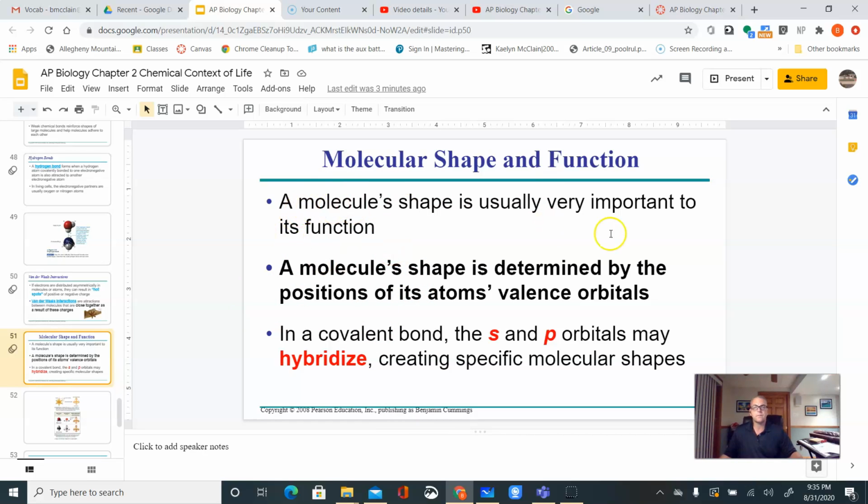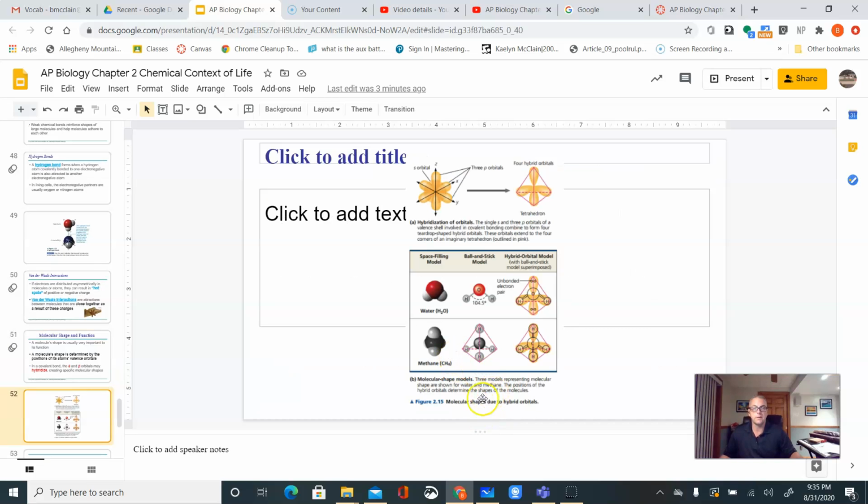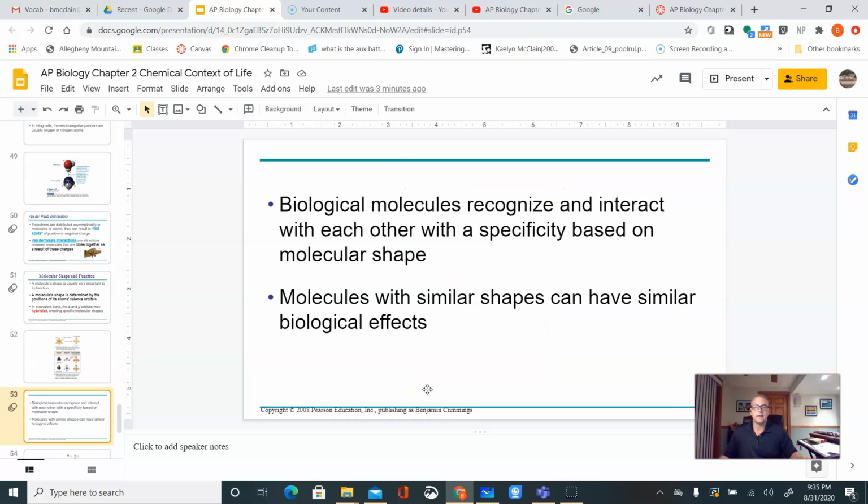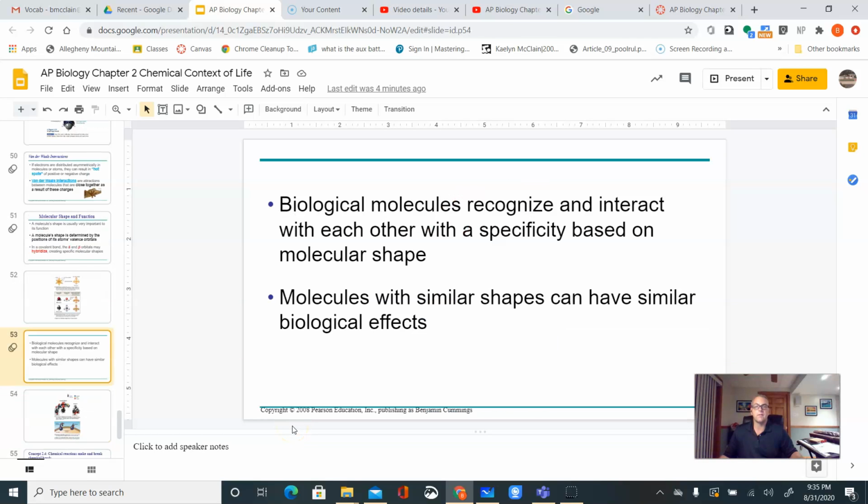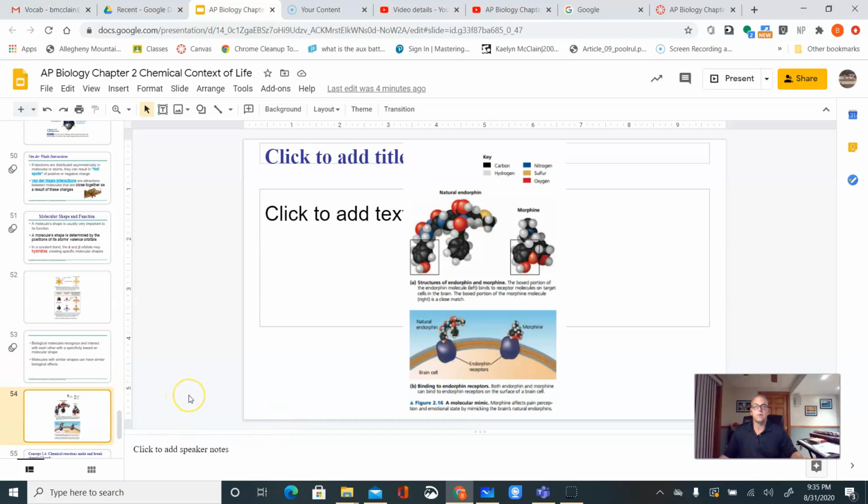So shape and function kind of go hand in hand. It's determined by the position of atoms within the valence orbitals. So one of the things that they might do is they might go in there and form things such as tetrahedrons and various other configurations. And one of the things that really becomes critical from the standpoint of biological studies is interaction and recognition between cells and various other molecules.